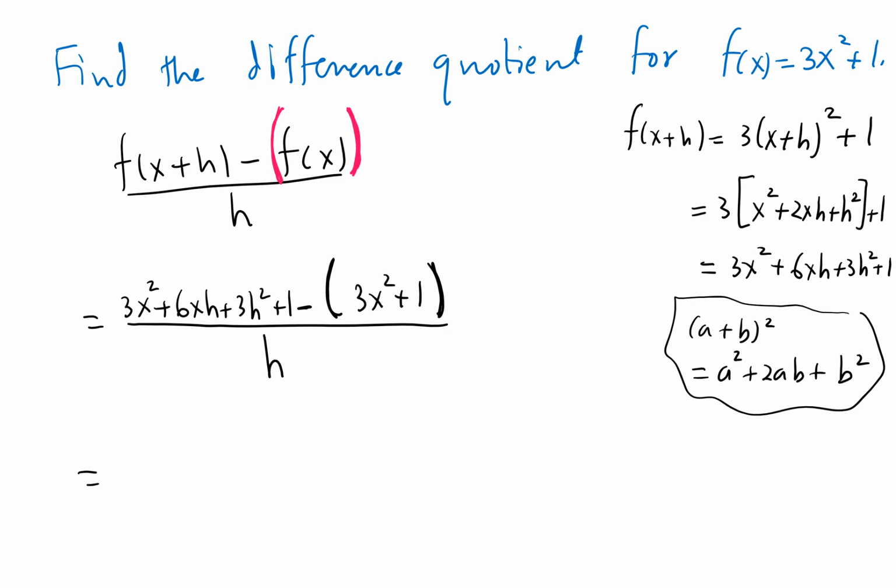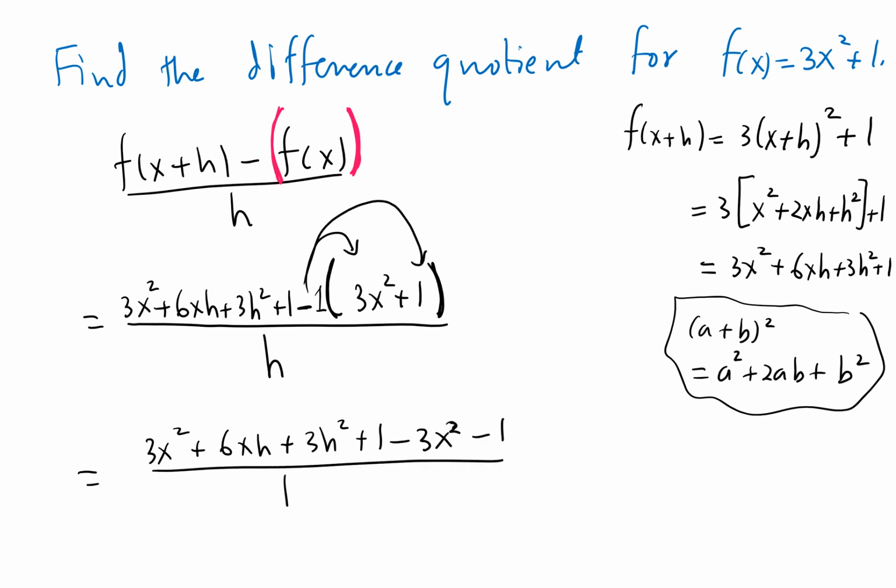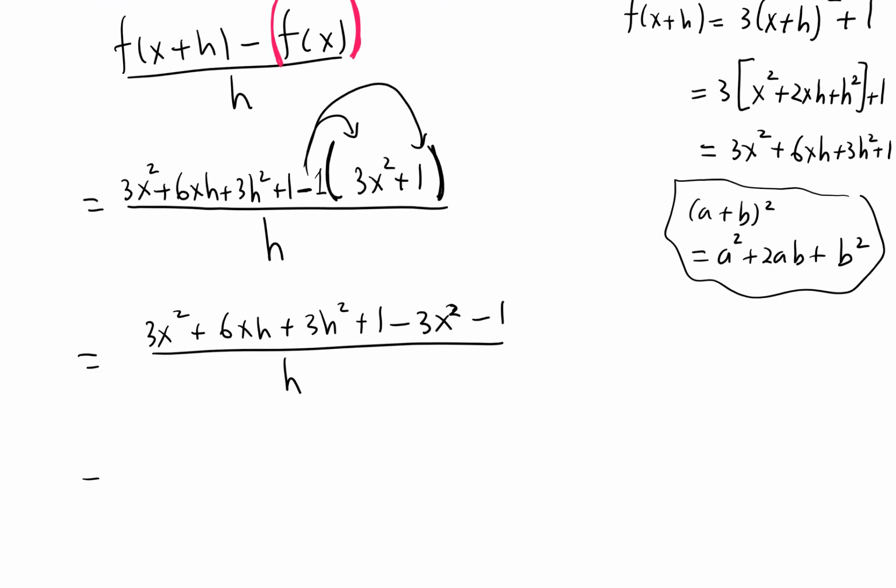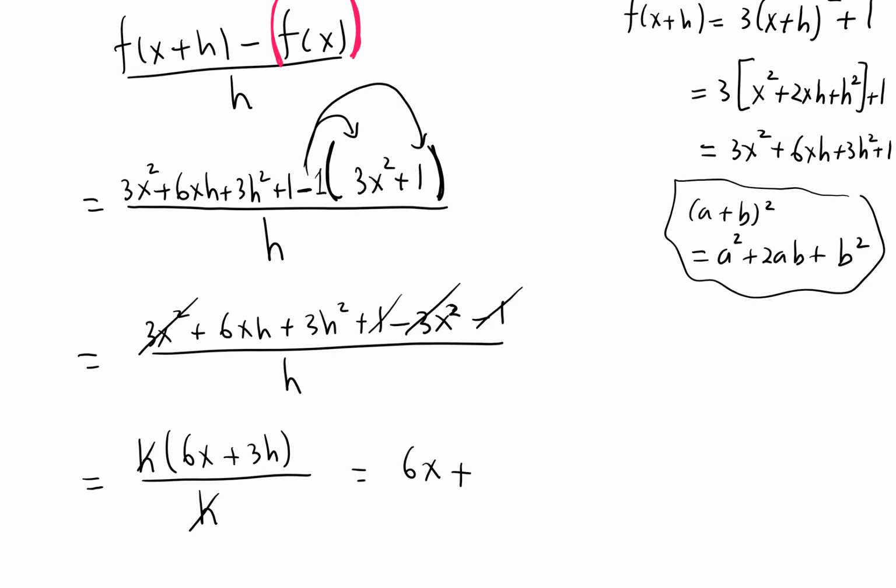Then we multiply, keep this the same for now. Multiply the negative 1, there's a negative 1 here, minus 3x squared, negative 1 by 1, minus 1, all over h. Notice 3x squared cancels, 1 minus 1 cancels. On the top we can factor an h out, 6x plus 3h, all over h. This cancels this, that gives us 6x plus 3h.